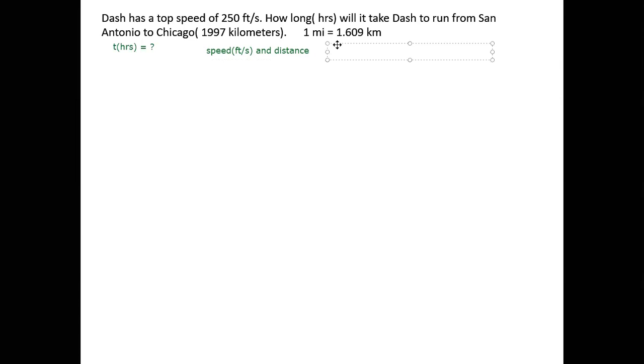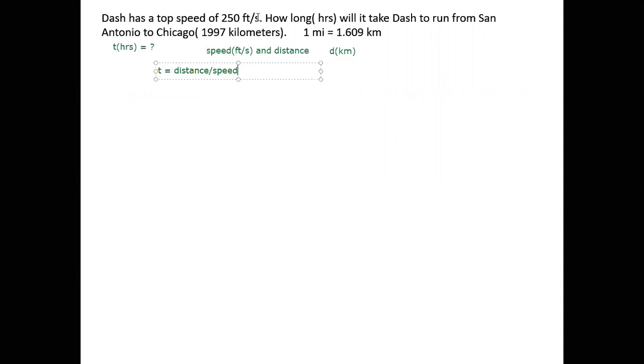So what I'm going to do is start on call distance D. And we know the distance is in kilometers. I'll use lowercase d. So that's what is given to us in the problem. We know that from San Antonio to Chicago, it's 1,997 kilometers. But we have speed in feet per second. And if you remember, time is distance divided by speed. So if we know how far you're going to travel and we know the speed, if we take the distance divided by the speed, it'll give us the time.